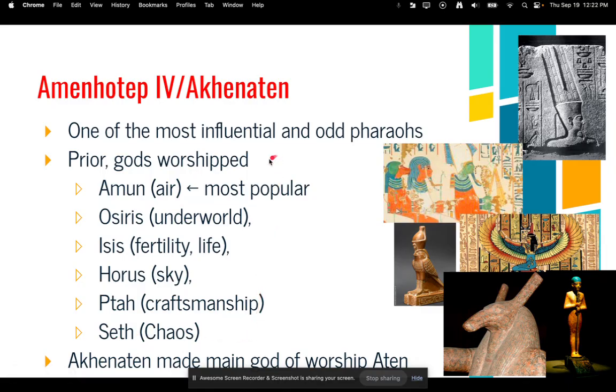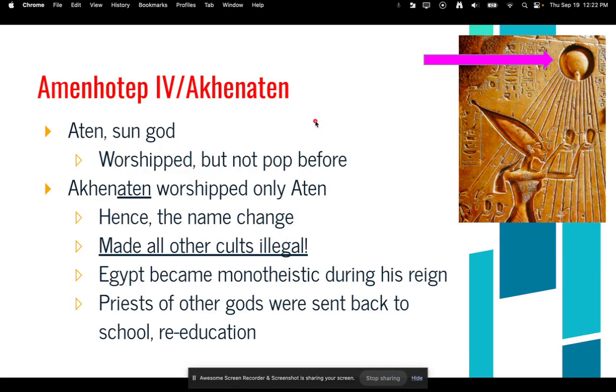Although these were the most popular gods to worship, Akhenaten outlawed all of them, and I'll explain why in just a moment. So there's this sun god. This sun god's name was Aten. So here's the depiction of the sun god in Egyptian art. So Aten, he was around for ancient Egypt for quite a few hundred years, but he wasn't super popular of a god. Not a lot of people worshipped him.